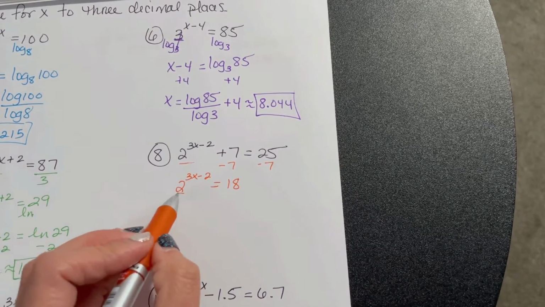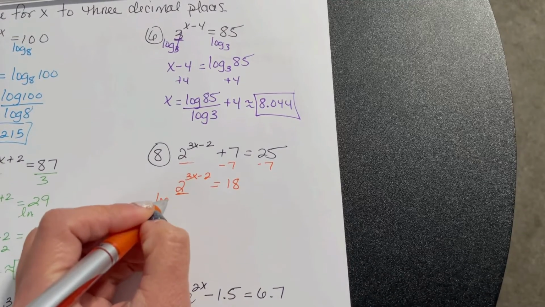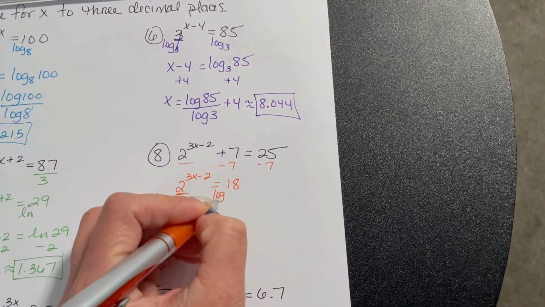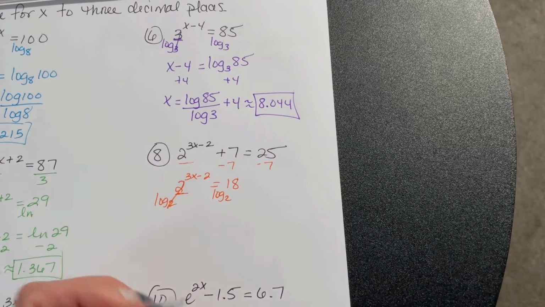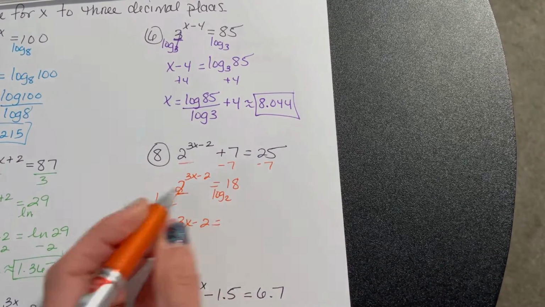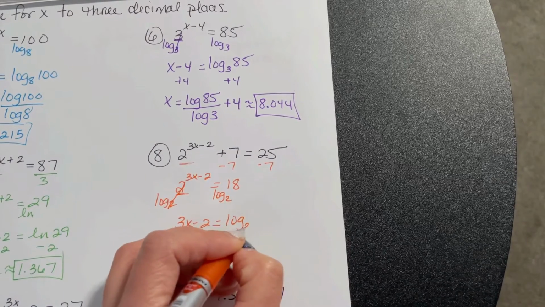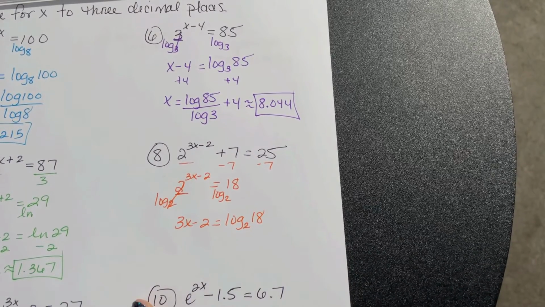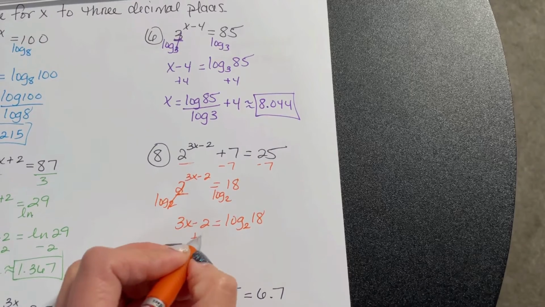So it's a base of 2, so I have to take a log base 2 on both sides. Double base cancels out, the exponent gets to come down, and we'll have log base 2 of 18 on the right. I need to add 2 to both sides.